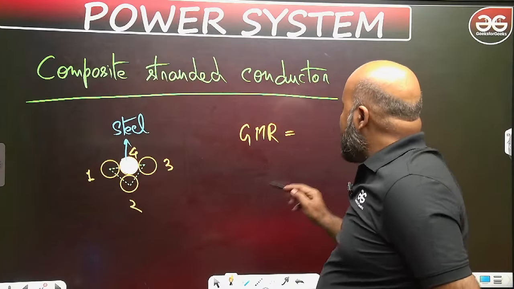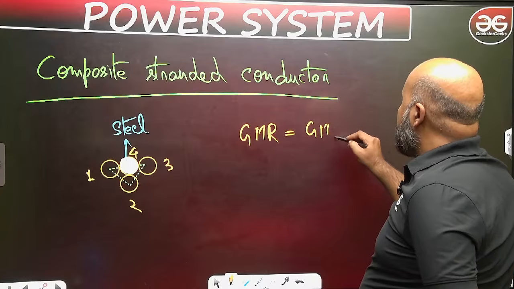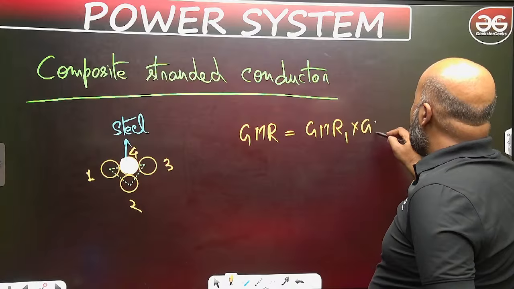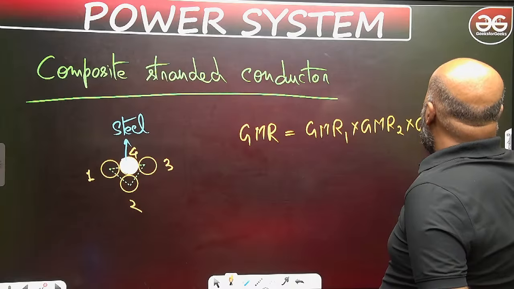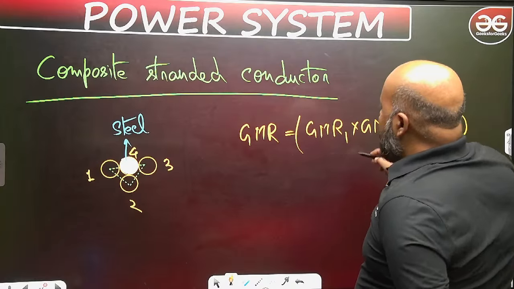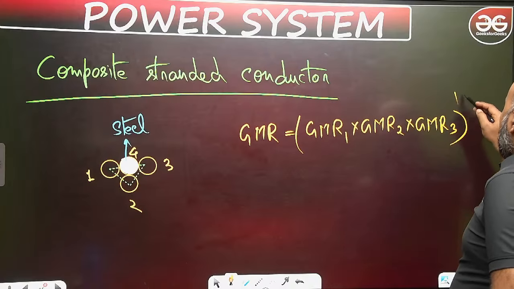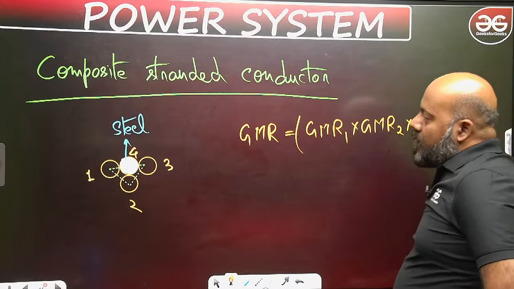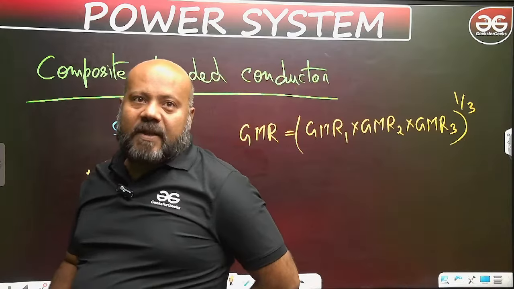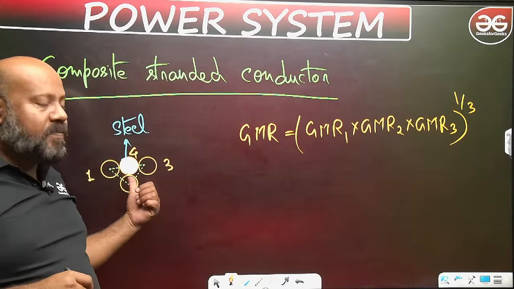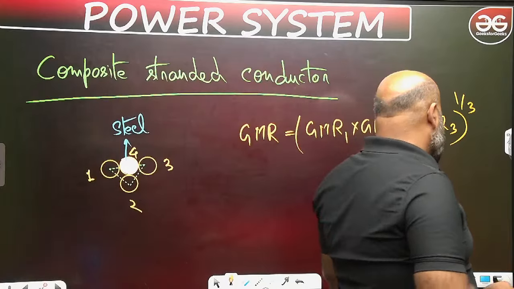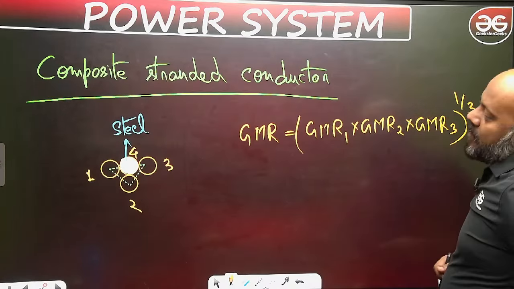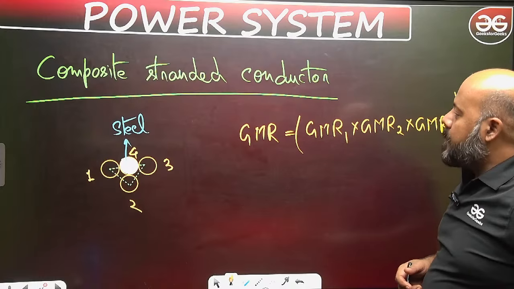So how am I writing GMR? It is nothing but GMR1, GMR2 and GMR3. How many GMRs do you want? Take the effective root 1 by 3. If you remember, this question was a previous year GATE question, maybe GATE 2023 or 2024. The rest you can do easily, there is no problem.